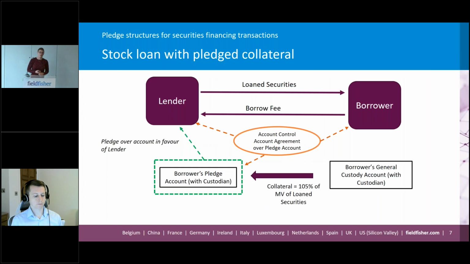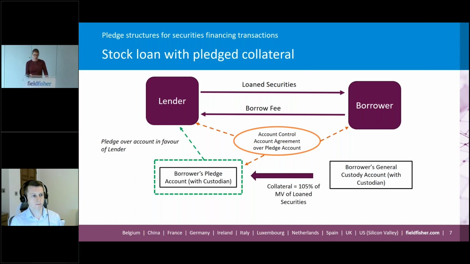So now if we compare that traditional title transfer model that you'll be familiar with under your GMSLRs and GMRAs to the pledge structure, again focusing on the stock loan rather than repo. On a pledge stock loan, the lender lends loan securities to the borrower on a title transfer basis as before, and the borrower pays a borrow fee to the lender. So far that's working exactly the same as the title transfer model.